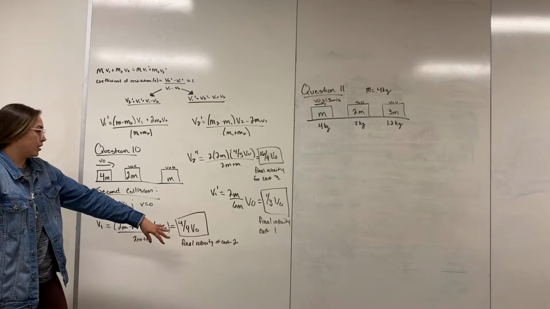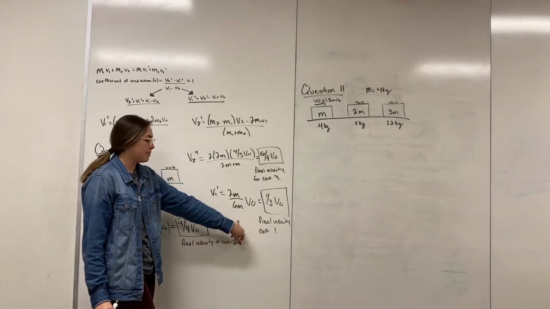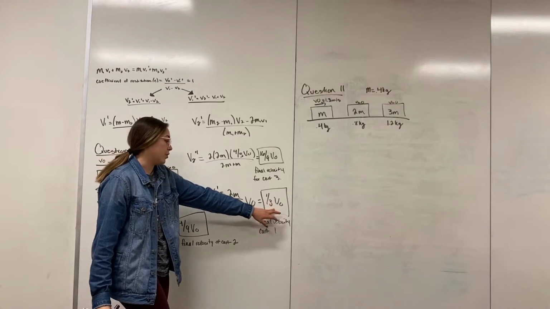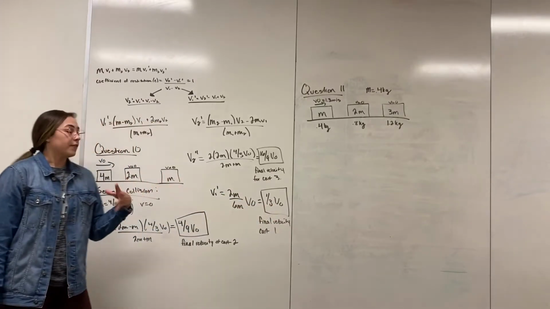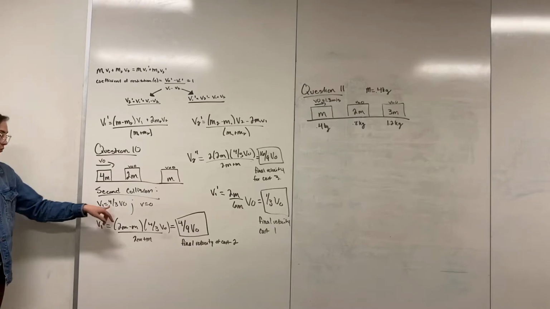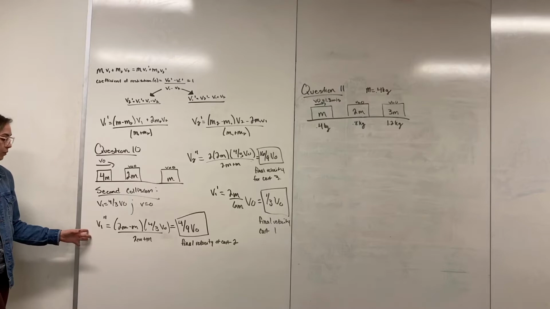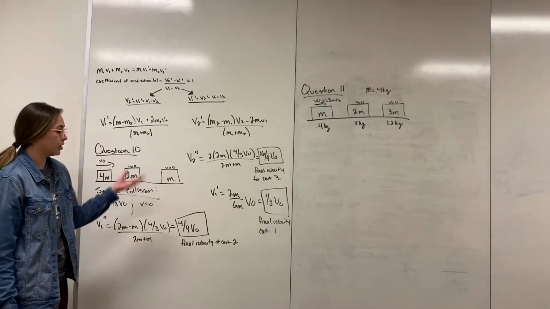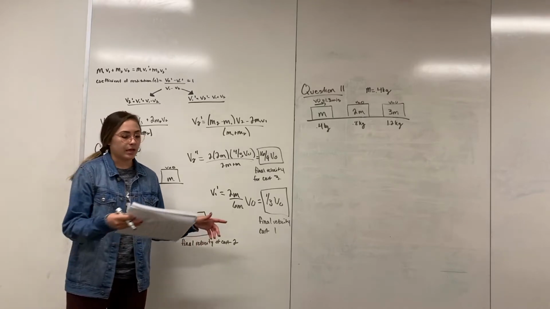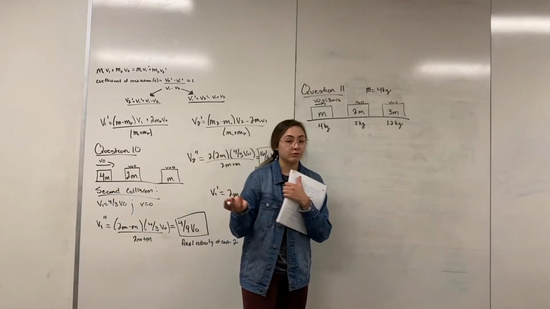So our final velocity for cart 1 was V1 prime, and we got 1/3 VO. Our V2 prime became our V1 for the second collision, which was 4/3 VO. With that, we were able to calculate V1 double prime and V2 double prime, which are the final velocities for carts 2 and 3. Now, question 11 is the same process, except you now know the mass.